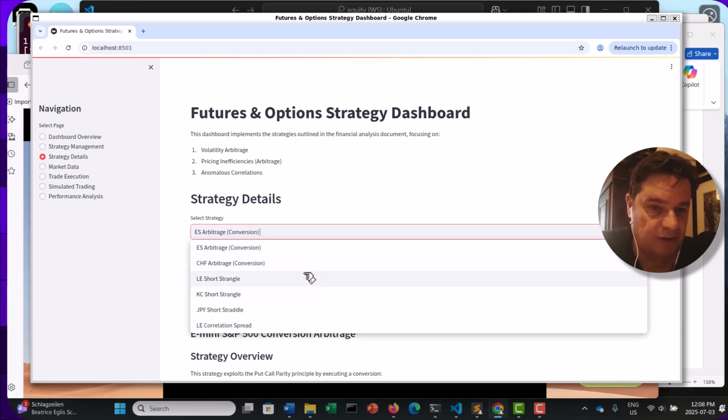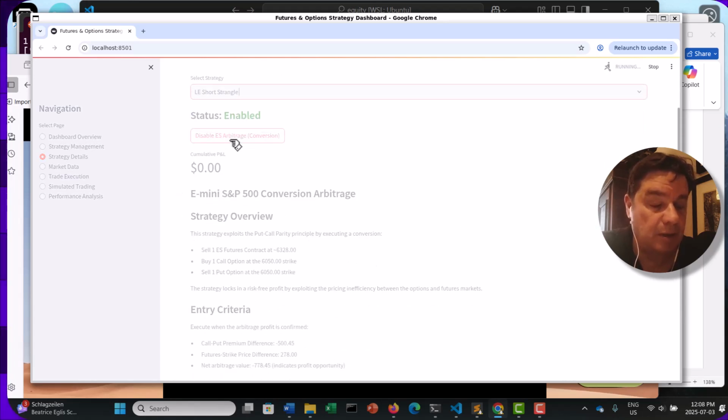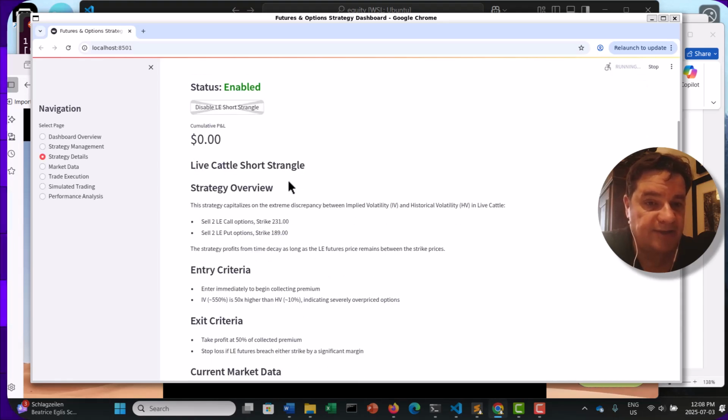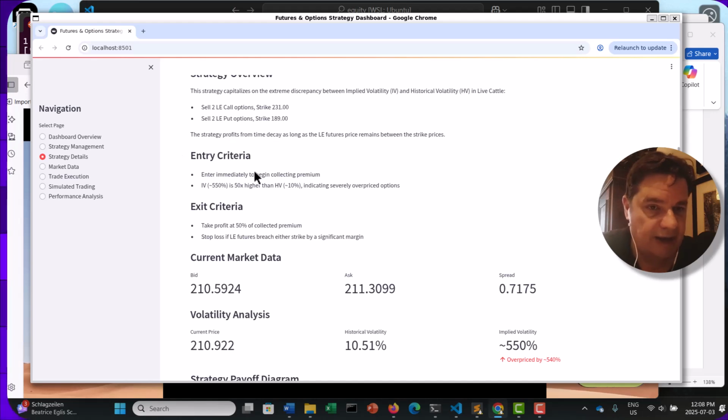Let me see if I can pull up this one. So we have here for LE, short strangle or correlation spread. Okay, so just as an example here, this is lumber, and you can see here it's a different combination. Sell 2 LE call options, sell 2 LE put options because there's an extreme discrepancy in the implied volatility and historical volatility in live cattle. Sorry, that was lumber. Live cattle. Entry, now I've asked the AI to prompt for the entry point and the exit point, and if it applies, a stop loss.